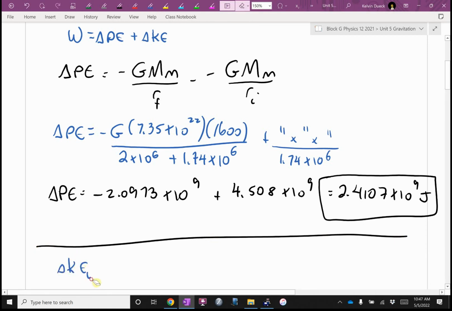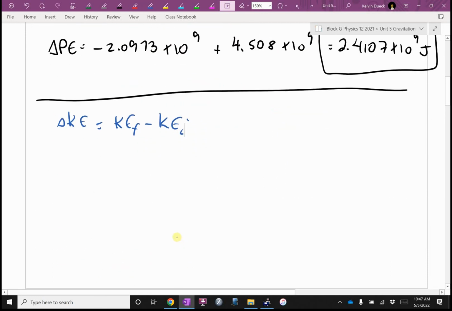Sorry, change in kinetic is going to be KE final minus KE initial. Final minus initial. We said that we're launching from the North Pole, even on the moon. I know the moon doesn't have a North Pole per se. There's no Santa's workshop. Superman might have a Fortress of Solitude on the moon. Who knows? But we're launching from there. So it's just going to be a half little m v squared.